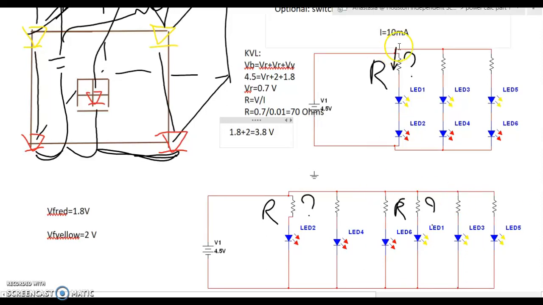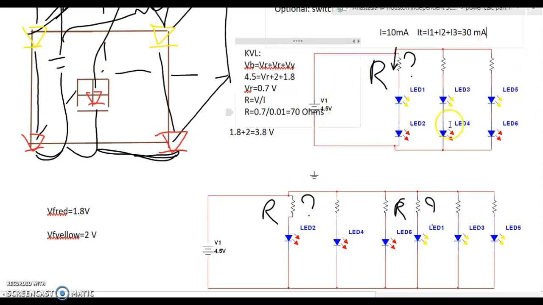I need one more thing. I need to know my total current. Well, my I total is just the sum of the currents in my branches. So this is just I1 plus I2 plus I3. In this case, it's going to be 30 milliamps because I'm going to make them 10 milliamps in every single branch.